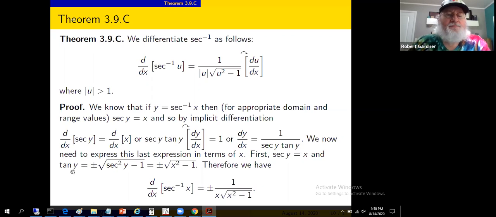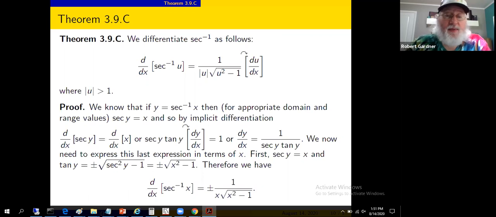Let's see. The following is true. You probably read it like this: 1 plus tangent squared equals secant squared. Or if you like, tangent squared equals secant squared minus 1. Tangent squared of y, for our purposes, equals secant squared of y minus 1.